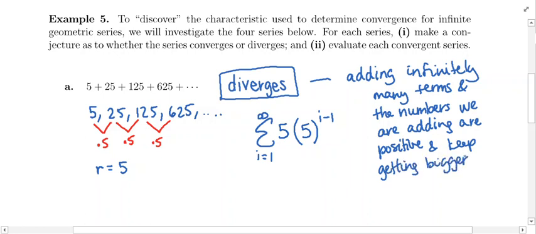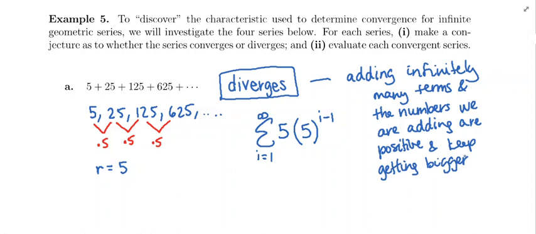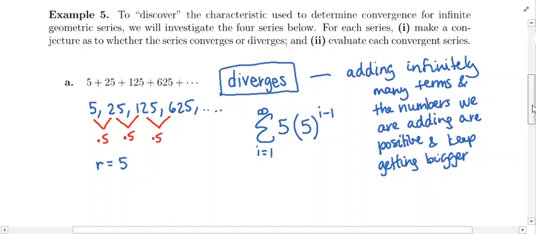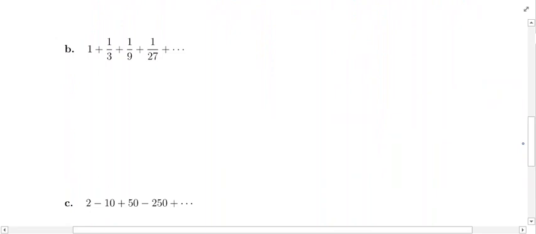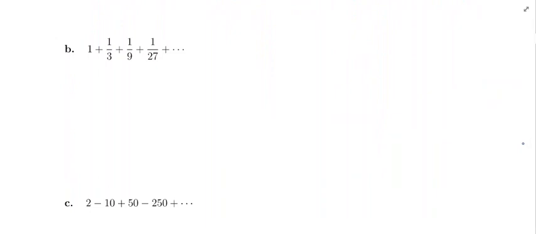Okay, once we learn the rule for convergence or divergence of an infinite geometric series, we'll come back and review from the formula why this one does indeed diverge. All right. The next geometric series in part B, we have 1 plus 1/3 plus 1/9 plus 1/27 plus dot dot dot. It keeps following this trend.